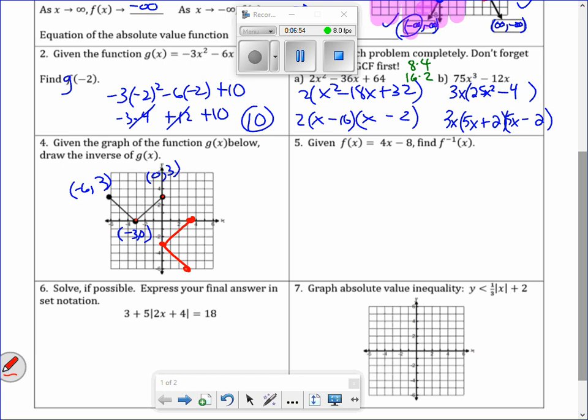And if you want to, you can always check this. There's a diagonal line, y equals x, and these two graphs are symmetrical over that line.